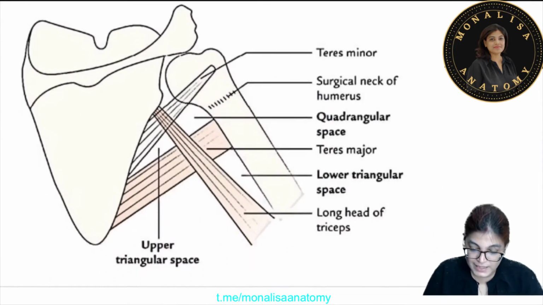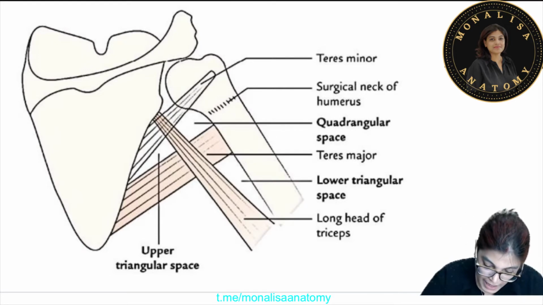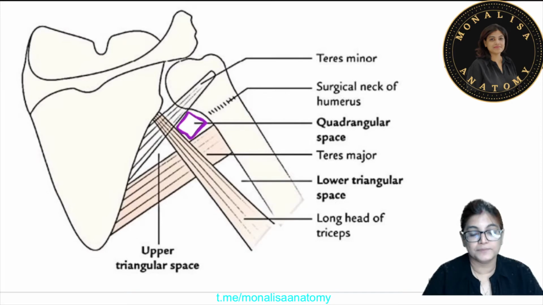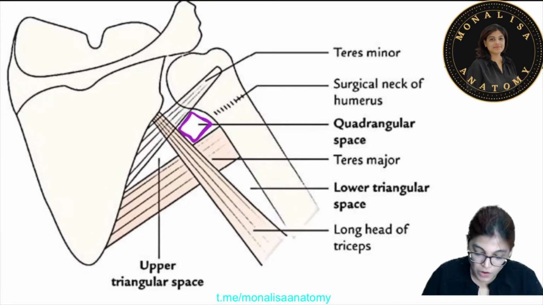Okay. So let's see. This is again a schematic diagram in which you can know the boundaries of the quadrangular and triangular spaces. So let me firstly highlight the boundary of the quadrangular space. So I have marked the quadrangular space, as you can see. Okay, yeah. So this is bounded. So I will just explain it.